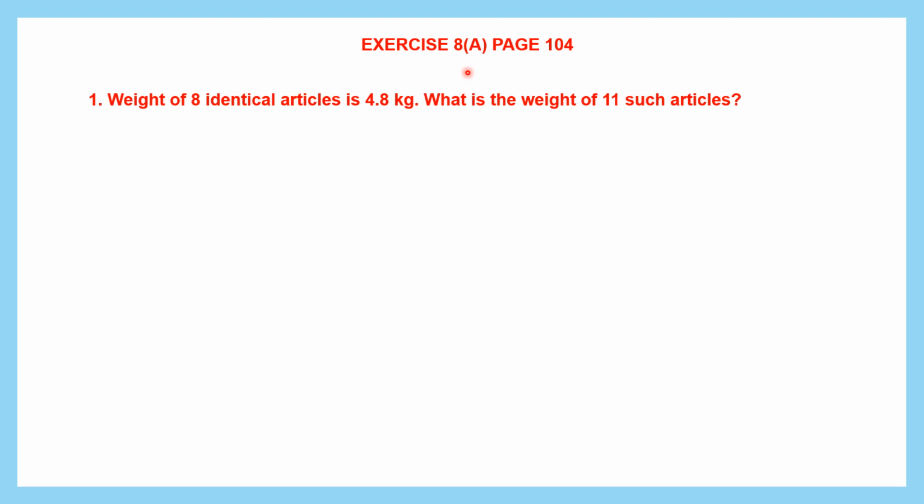Now, what is direct variation? When there is an increase in one quantity and that causes an increase in another quantity, or if there is a decrease in one quantity and that causes a decrease in another quantity, it's direct, isn't it? When one is increasing, the other quantity is also increasing, or one is decreasing, the other quantity is also decreasing. That is called direct variation.